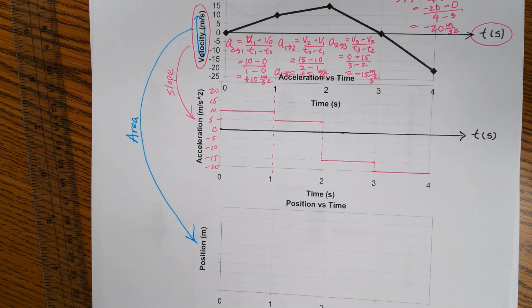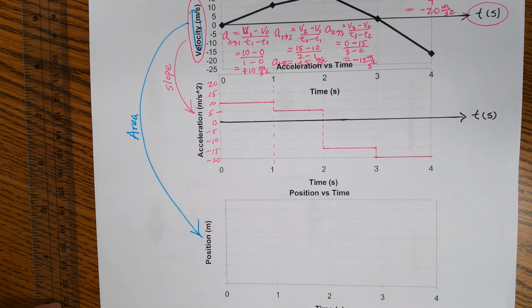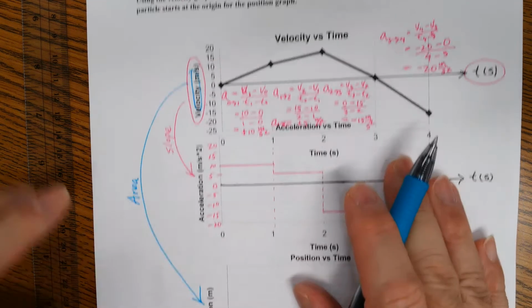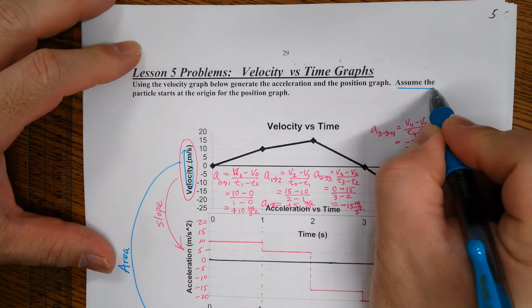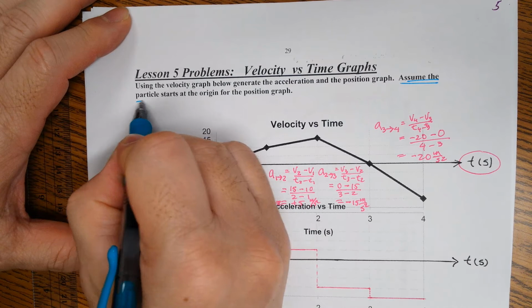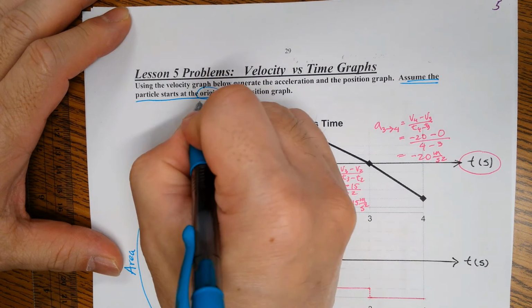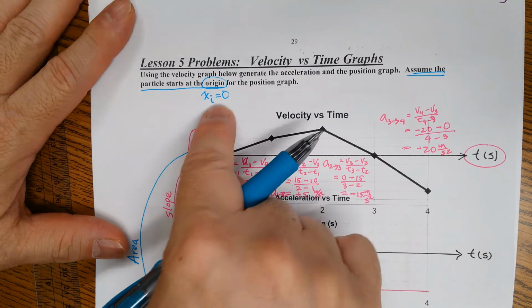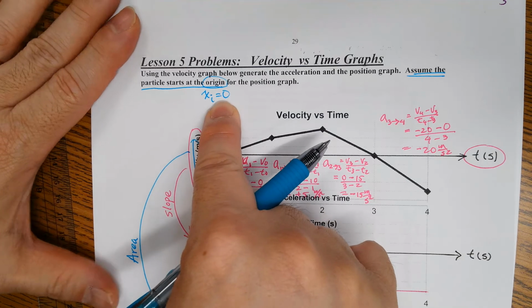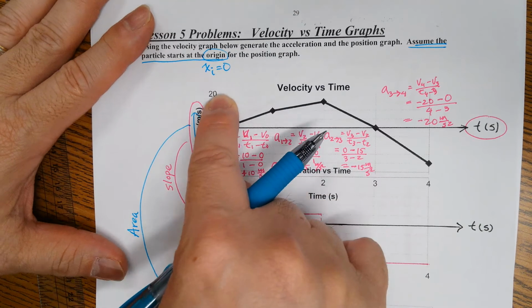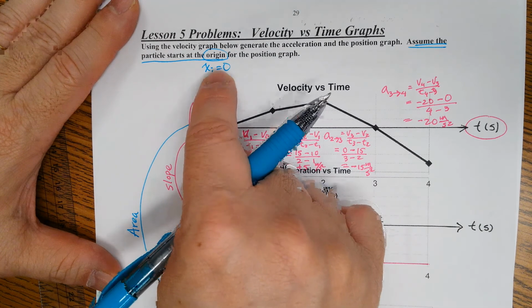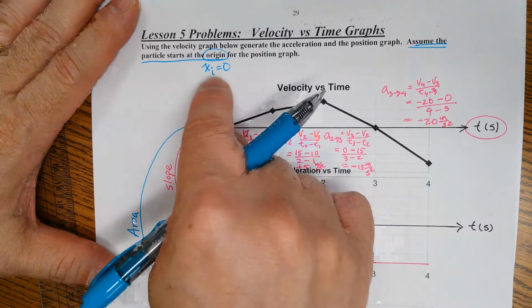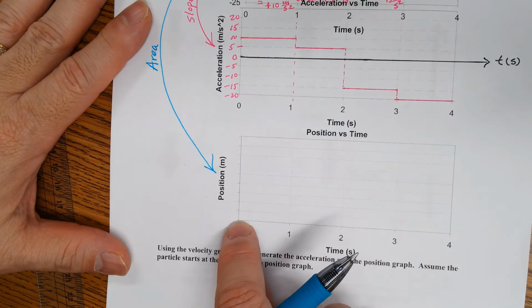All right. Now let's take a look at what's going on for position versus time. Now we're going to assume the particle starts at the origin, which means x initial is 0. You have to be careful with this. Sometimes they let you start at positive 10 meters or maybe even negative 5 meters. So you've got to find out. If they don't tell you where to start, you could always assume it starts at 0. So you could start at 0 right here.